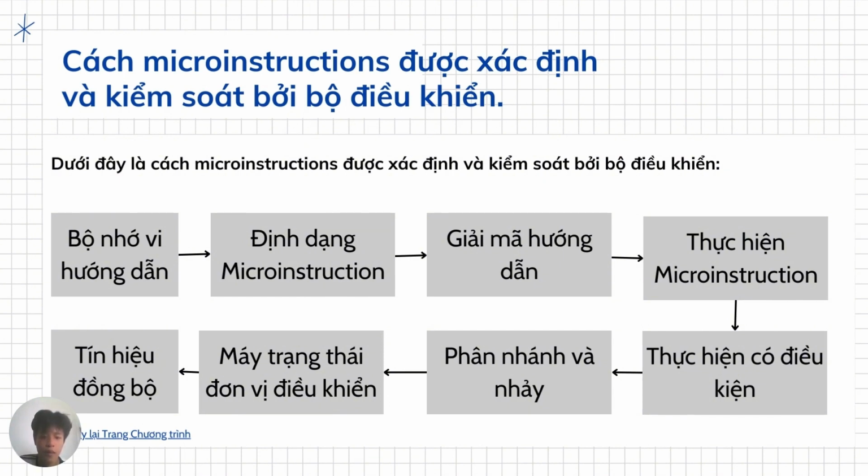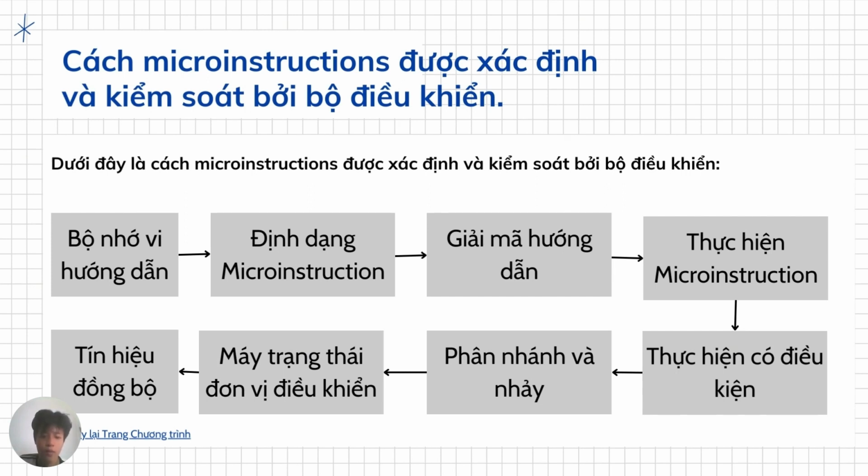Tiếp theo là định dạng microinstruction. Mỗi microinstruction thường được chia thành các trường hoặc là bit, với mỗi trường đại diện cho một tín hiệu điều khiển hoặc là hành động khác nhau. Các trường phổ biến có thể bao gồm là opcode, thanh ghi nguồn và đích, hoạt động ALU, mã điều kiện và tín hiệu điều khiển cho các thành phần phần cứng khác nhau.